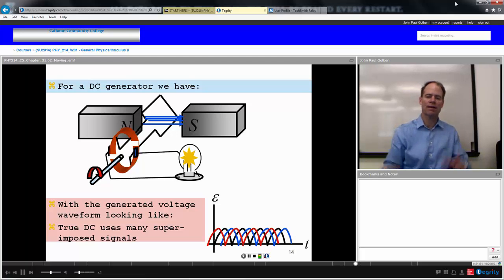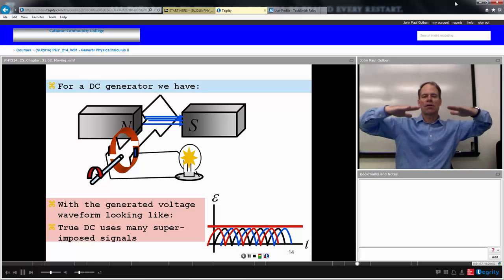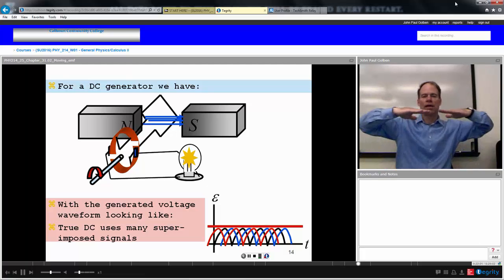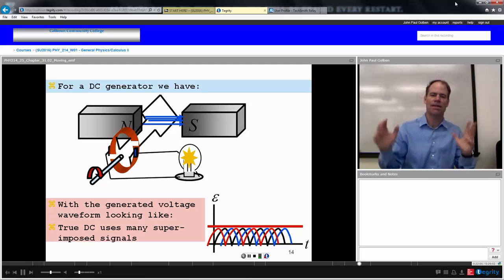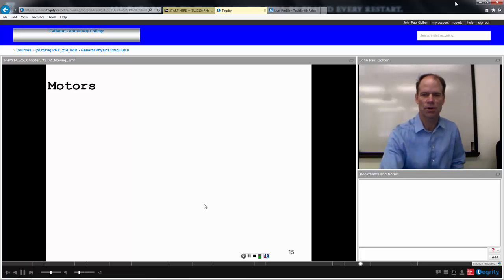If we add a bunch of these signals, all of them rectified in positive form, and all of them generally out of phase, we end up with a net constant voltage after a while, and that would be our DC voltage, the superimposed result of all those signals.